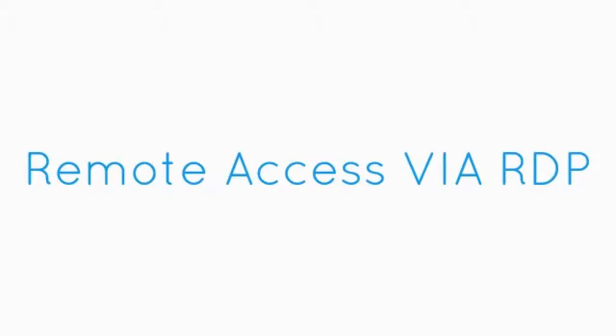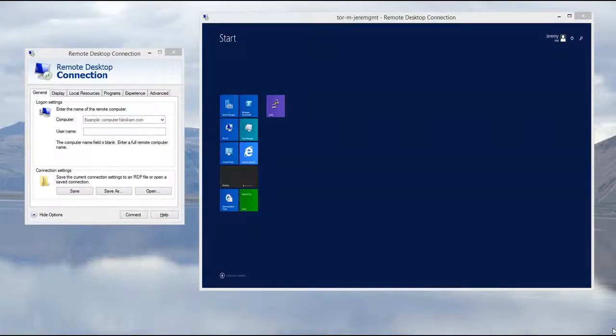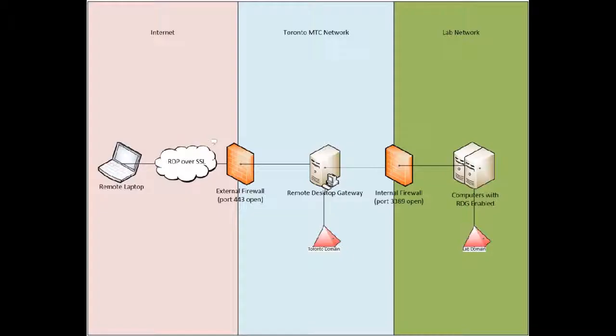In today's episode, we'll be going over remote access via RDP. Remote Desktop Protocol, or RDP, is a proprietary protocol developed by Microsoft, which provides users with a graphical user interface to connect to another computer over a network connection. In our case, we'll be using a remote desktop gateway to broker the connection between your external computer and the computer or computers in your custom-made environment.